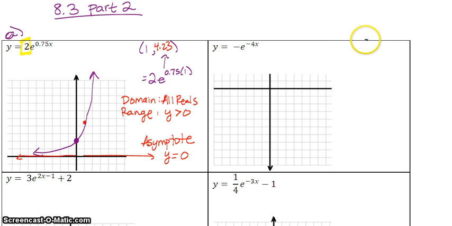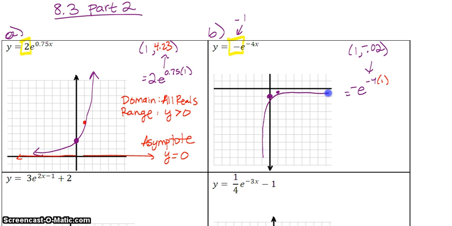Alright, let's check your work for part B. First of all, it doesn't really have a y-intercept, though it has that negative right there, so that means the y-intercept is at -1. When I find my other point, I type this into my calculator, and you should end up with -0.02. And so my graph looks something like that.